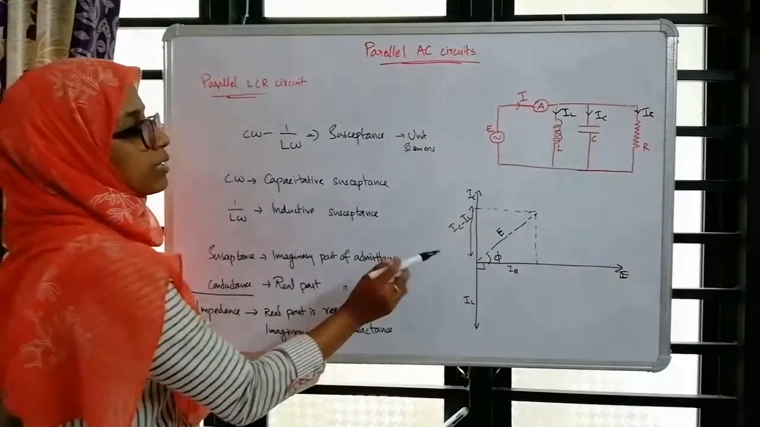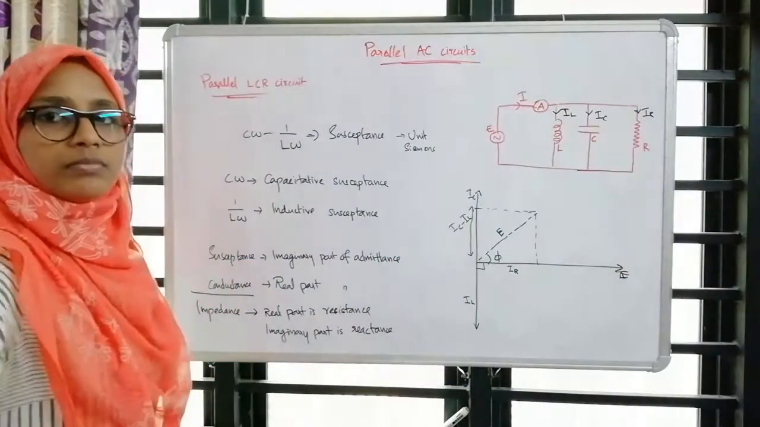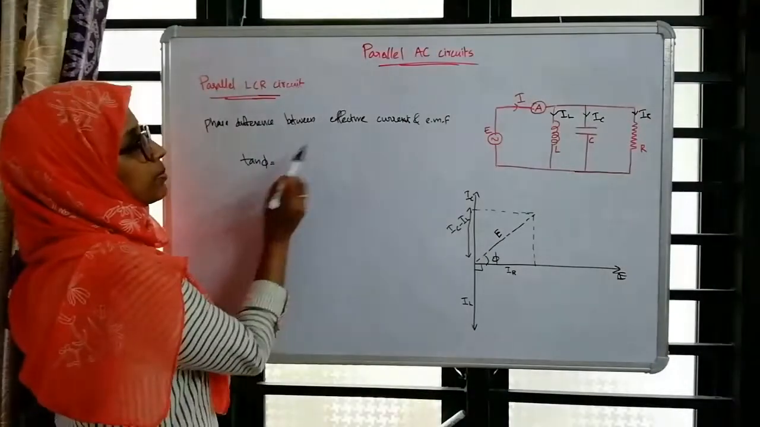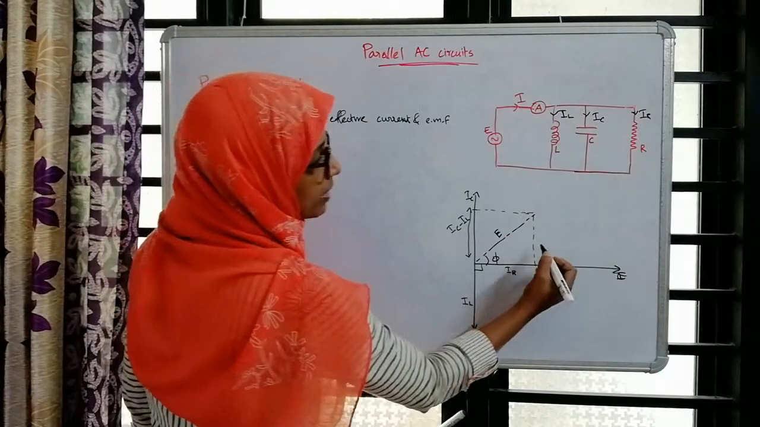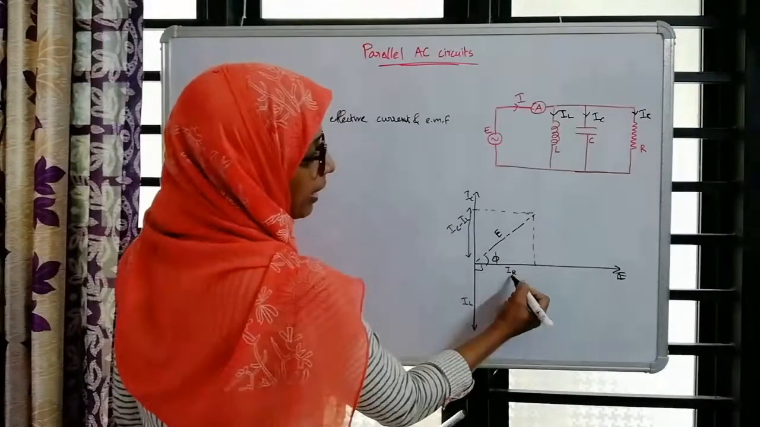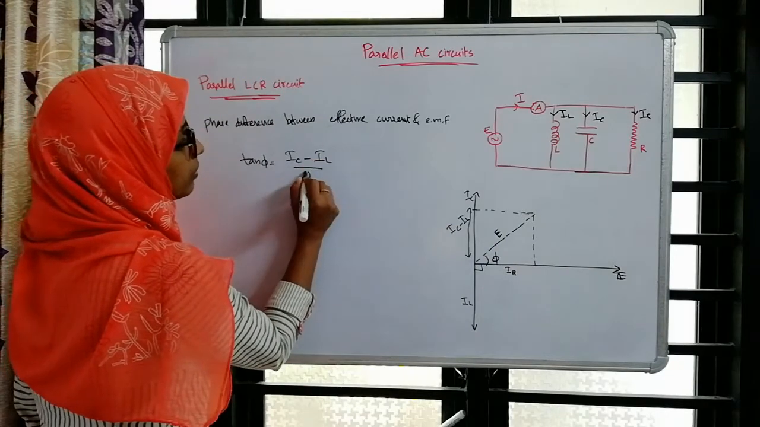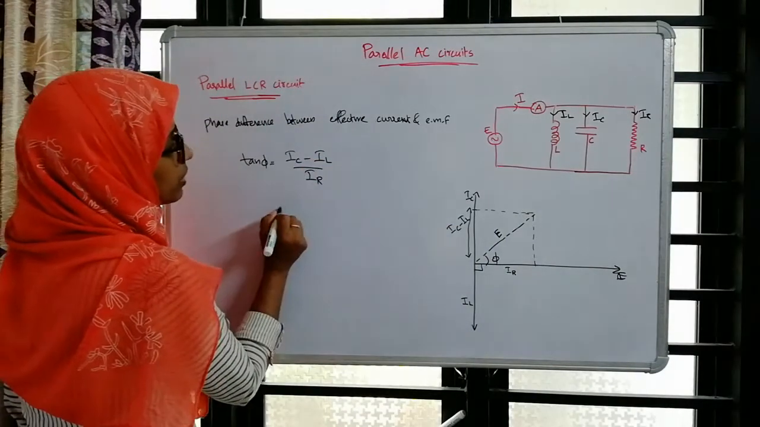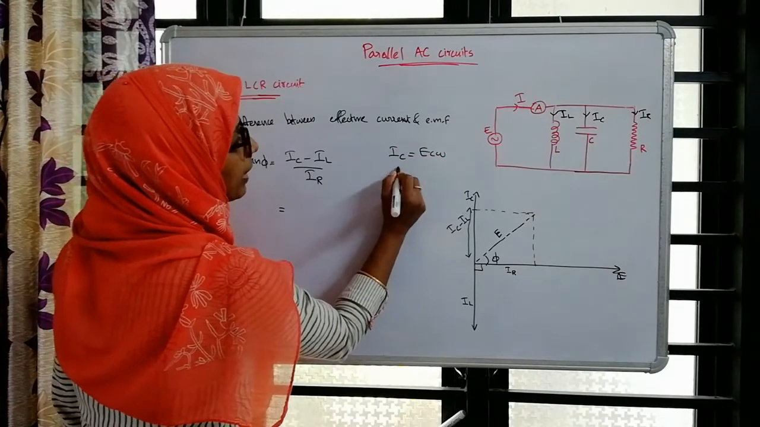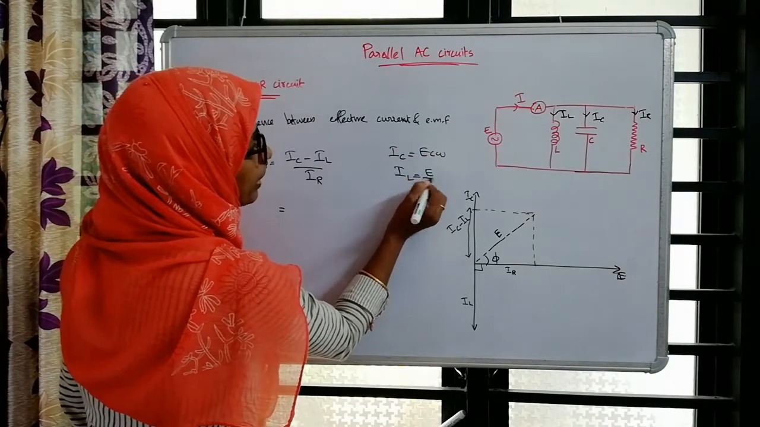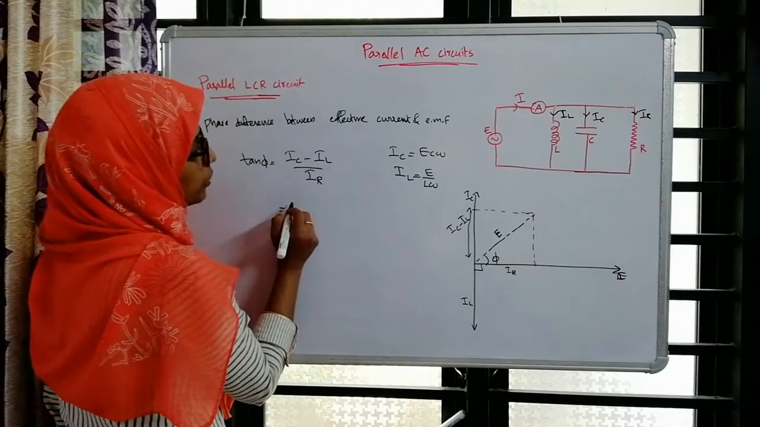Now we can explain tan phi and phi from this vector diagram. That is the phase difference between the effective current and EMF, tan phi, which can be obtained as IC minus IL by IR. We know IC is equal to E C omega, and IL is equal to E by L omega, and IR is equal to E by R. So, substitute here.